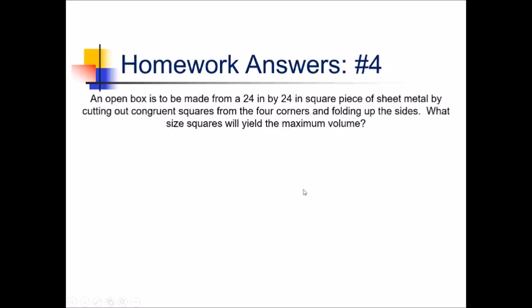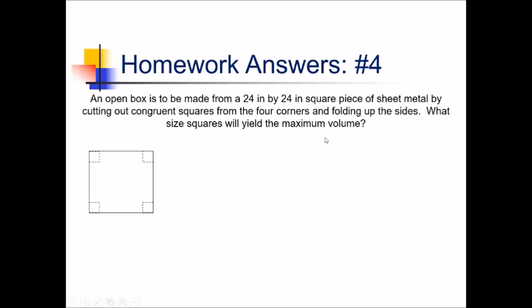On this problem, we're making an open box by using a 24 by 24 square sheet of metal and cutting out squares from the 4 corners to fold up the sides. So here's our sheet metal in a square. We're cutting out more squares from the corners, folding up the sides. We want to know the size of these squares, the little squares that we're cutting out, that will yield the maximum volume.